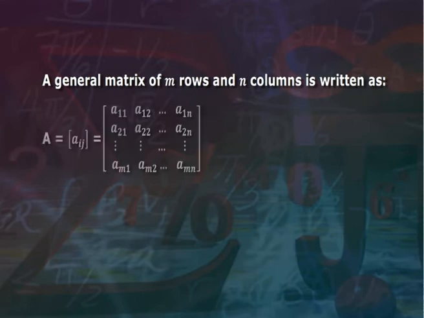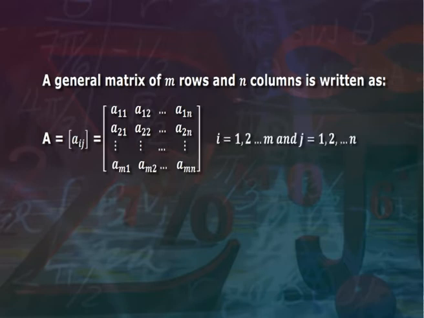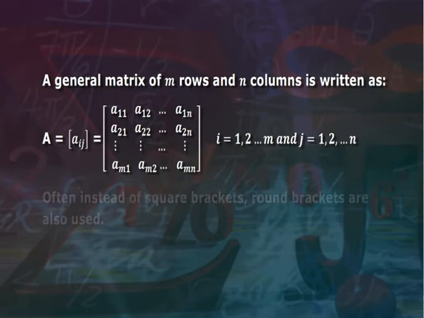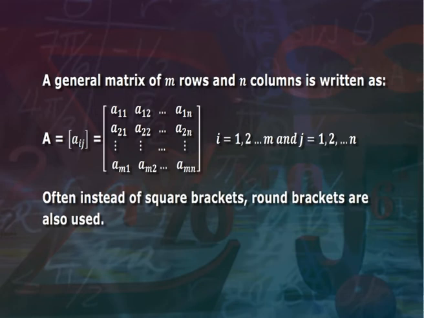A general matrix of m rows and n columns is written as [Aij], which is equal to the array A11, A12 up to A1n, A21, A22 up to A2n, up to Am1, Am2 up to Amn, for i equal to 1, 2 up to m and j equal to 1, 2 up to n. Often, instead of square brackets, round brackets are also used.